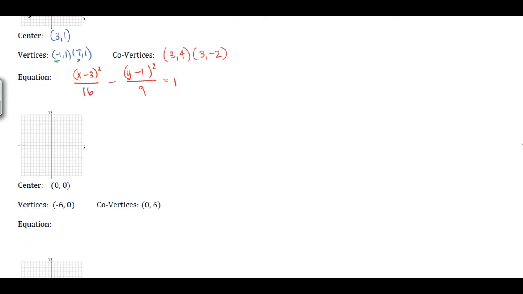Feeling all good and happy. So let's do the next one. You can see this already. You can get it started. Start off at your center, 0, 0. Sweet. Vertex in the -6, 0.